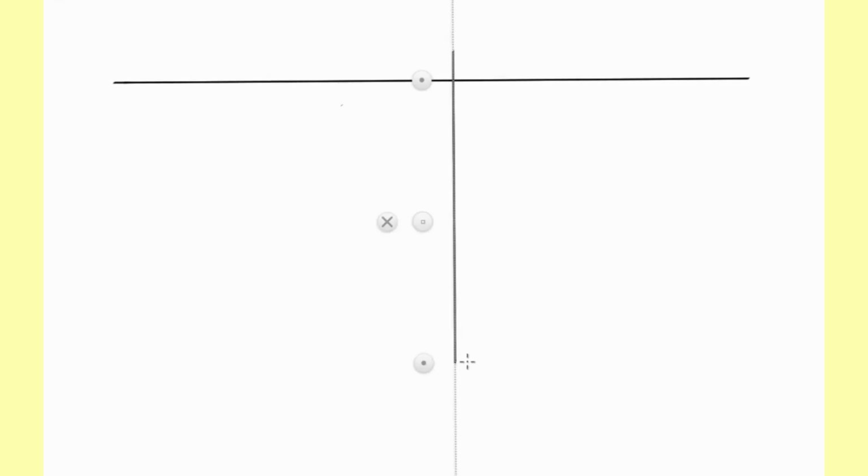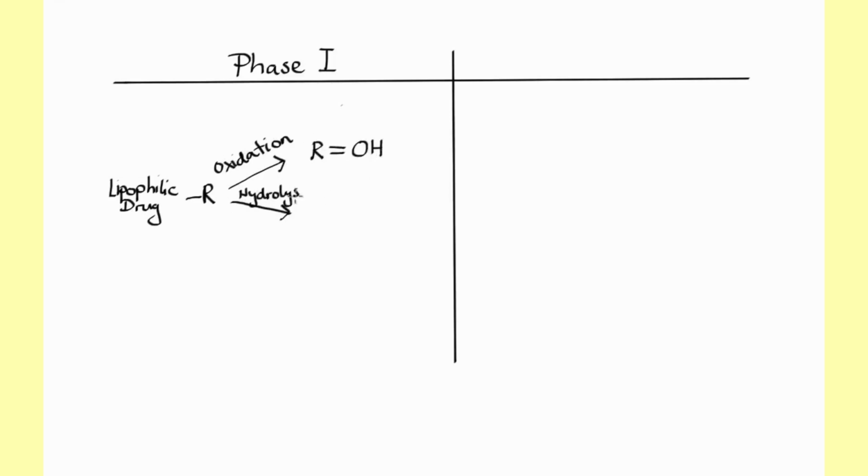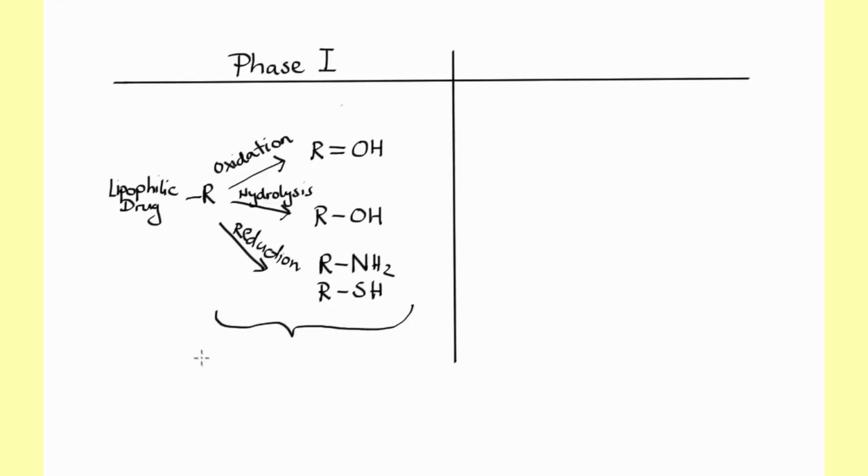So phase 1 reactions are all about making a drug more hydrophilic. These reactions involve introduction or unmasking of a polar functional group. So in phase 1 we are going to see oxidation, hydrolysis, and reduction. It's also important to remember that most of these reactions are catalyzed by cytochrome P450 enzymes.